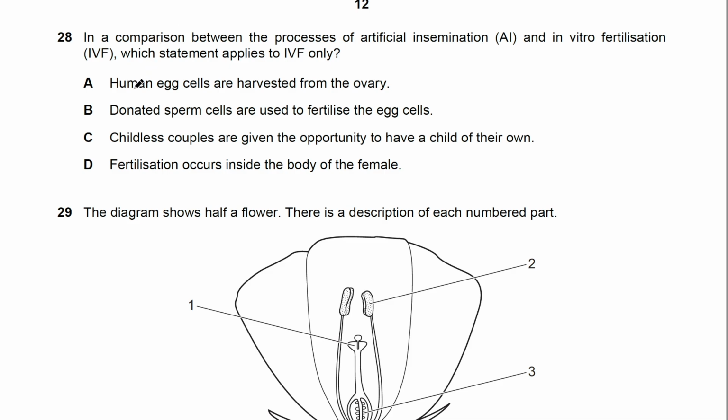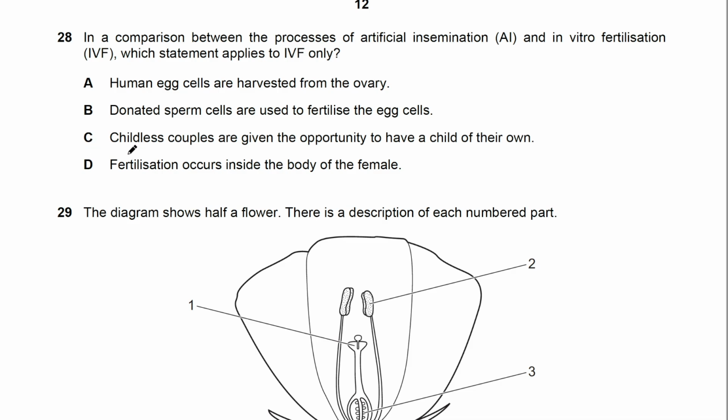Artificial insemination, yes, the doctor will inject the sperm inside the female body. Okay, but the IVF, the fertilization process, all happens outside the body. So let's read the options. A, human egg cells are harvested from the ovary, and that's right, that applies only to IVF. But let's continue the rest. B, donated sperm cells are used to fertilize the egg cells. No, as I mentioned, this is artificial insemination. Or maybe we can consider it as both, but it's not only for IVF.